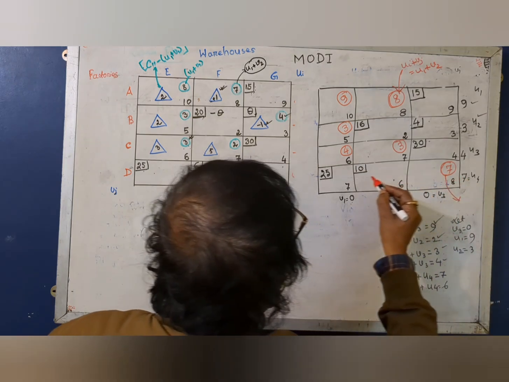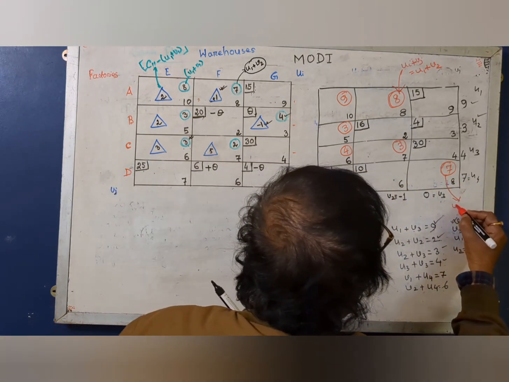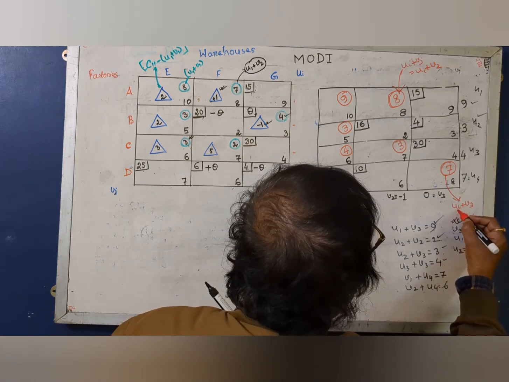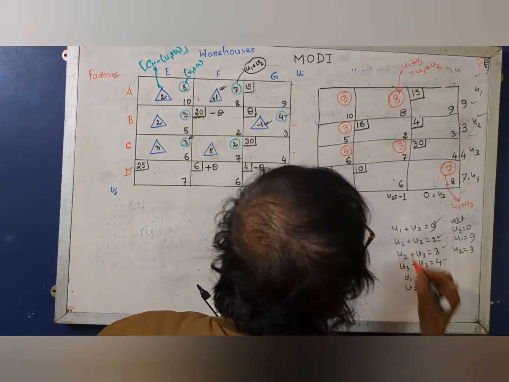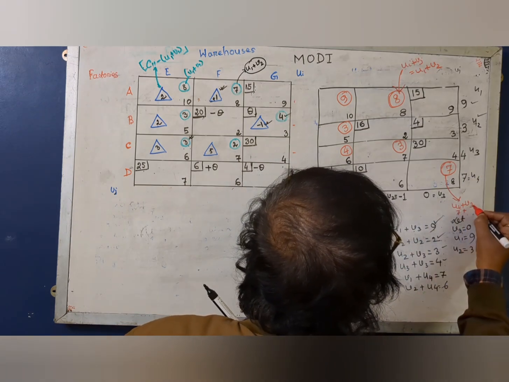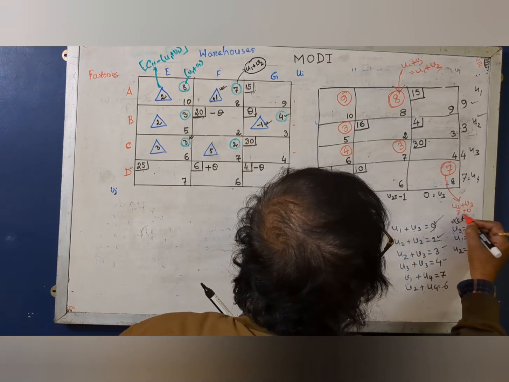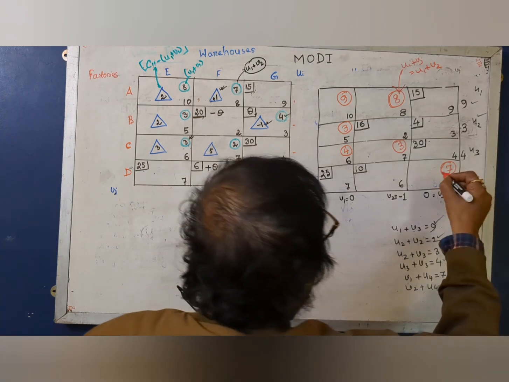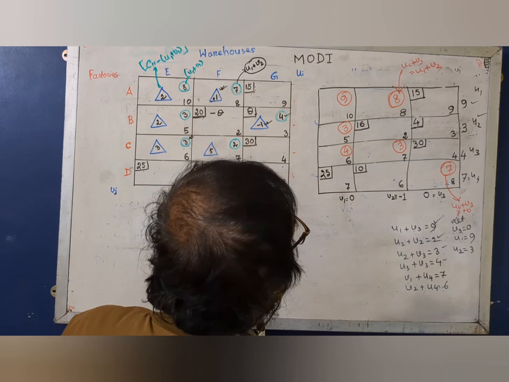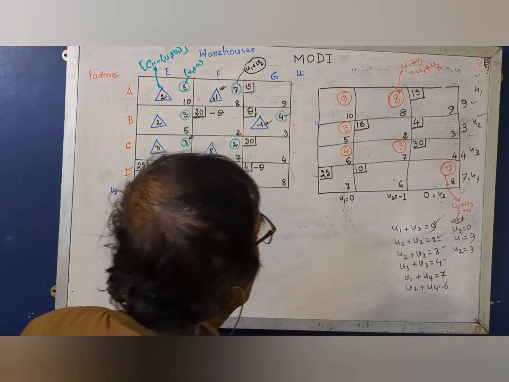Ui means U1, 2, 3, 4. That is U4 plus Vj means V3. What is the value of U4? See, this is U4. U4 is 7 plus V3 is 0. 7 plus 0 is 7. So you can put it directly, the shortcut way to make the process fast. But you should do it in detail.